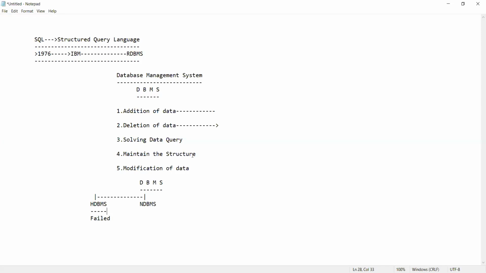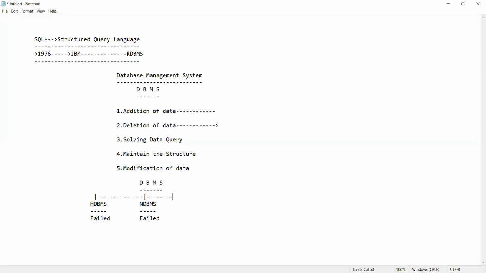So again, this was also in use for some time, but this also failed for some reason. Hence it is called the Network Database Management System, NDBMS. And NDBMS is done.